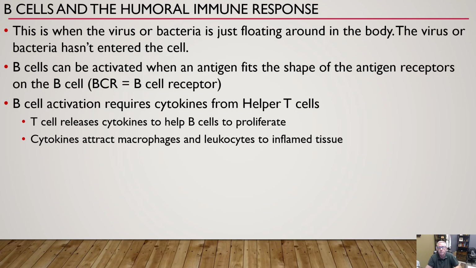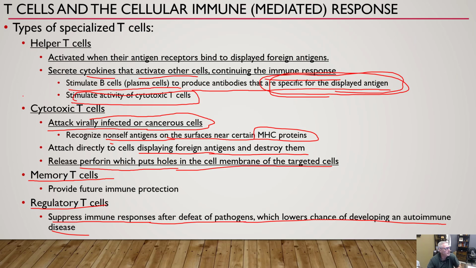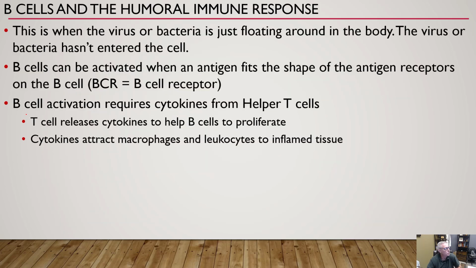So we form that antigen antibody reaction. So those B cell receptors have been stimulated. Those B cells are going to require activation from those helper T cells. Remember, those helper T cells are going to secrete those cytokines. So we need those cytokines from those helper T cells, and those cytokines are going to help those B cells to proliferate.